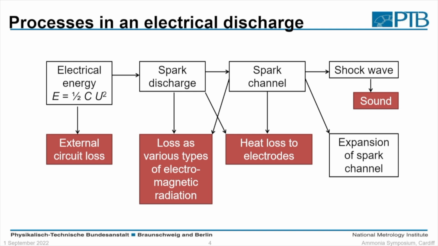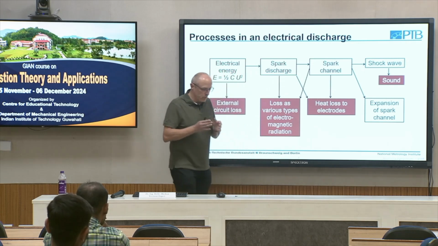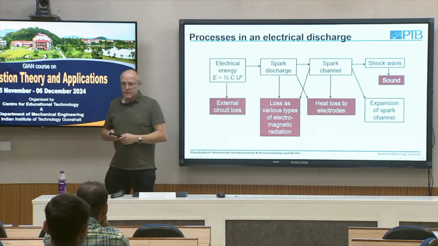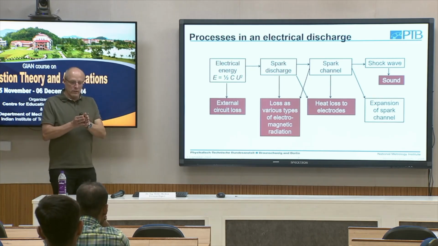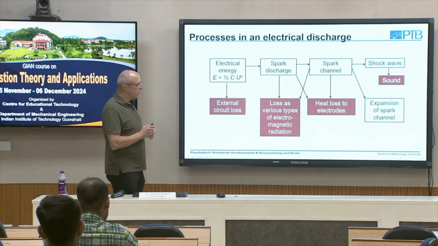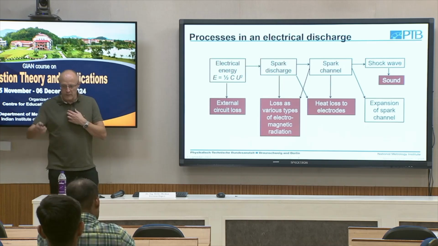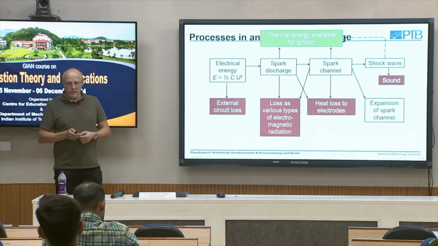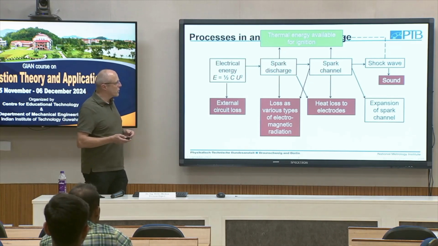Then we will have a shock wave, which leaves our spark channel at a given time. First of all, some energy is then distributed to the surrounding again, and the spark channel itself is broadening from several micrometer up to several hundred micrometers. Then the question is, okay, which energy is applicable for the ignition process?